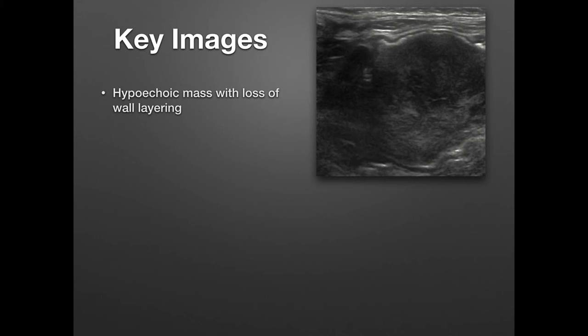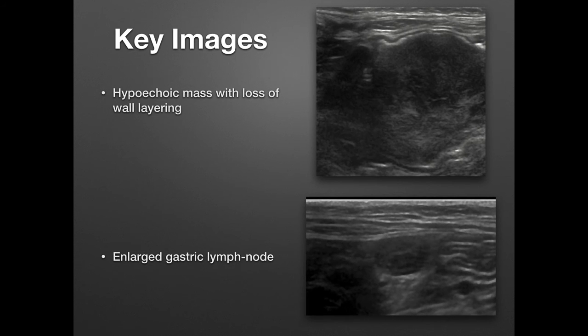The primary differential for a loss of wall layering and this mass would be lymphoma in the cat, as that's the most common cause of a gastric mass. The second key image from the video is the enlarged and hypoechoic gastric lymph node, and this was likely due to spread of neoplasia. However, this was not confirmed via fine needle aspirates.